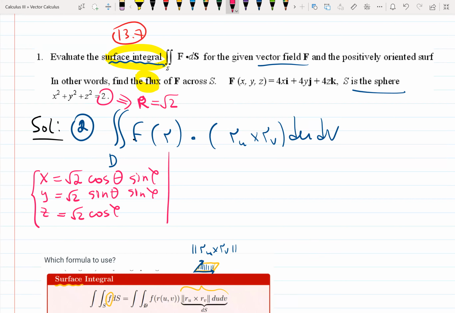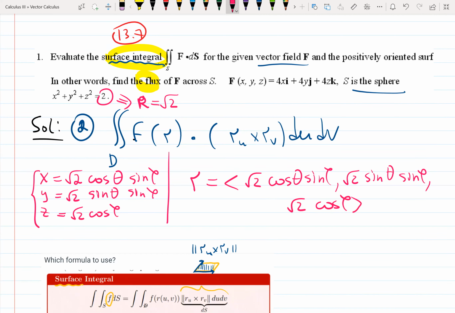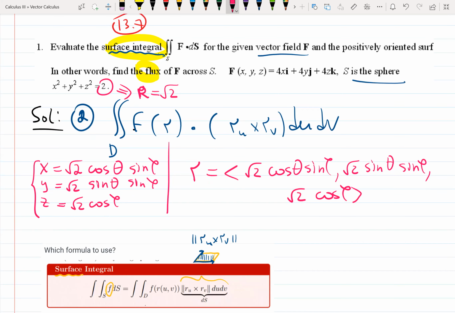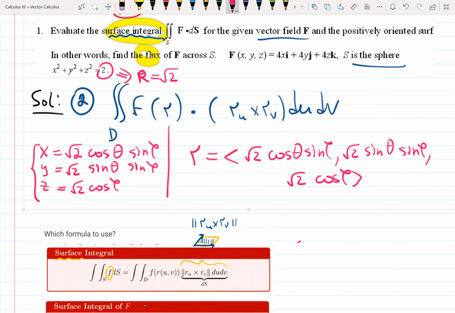This is your R now, and that's why it's nice to skip this first step and just write it down in the row right away, or else it's too much writing. Square root of 2 cosine theta sine phi. Square root of 2 sine theta sine phi. And finally, square root of 2 cosine phi. And then you figure out what your phi and theta are moving from and to, which is theta and phi.